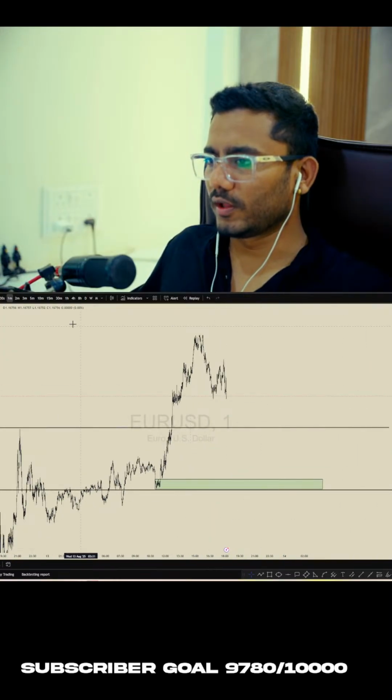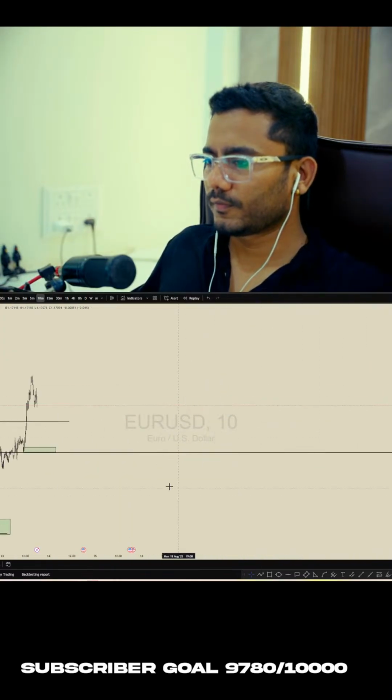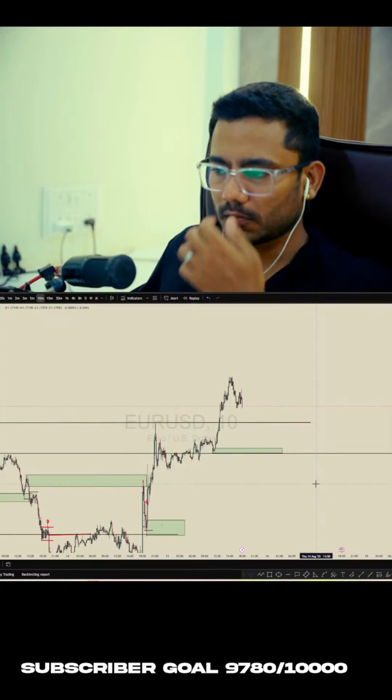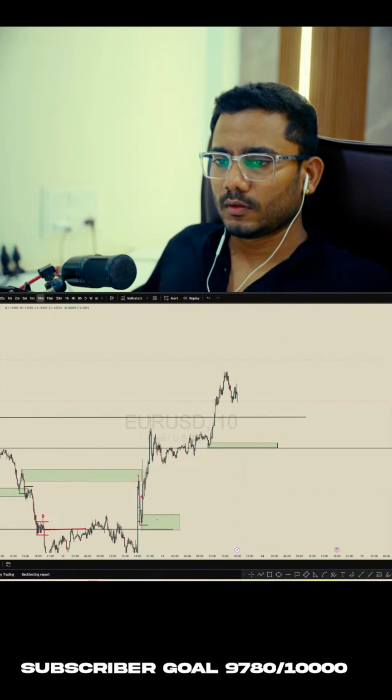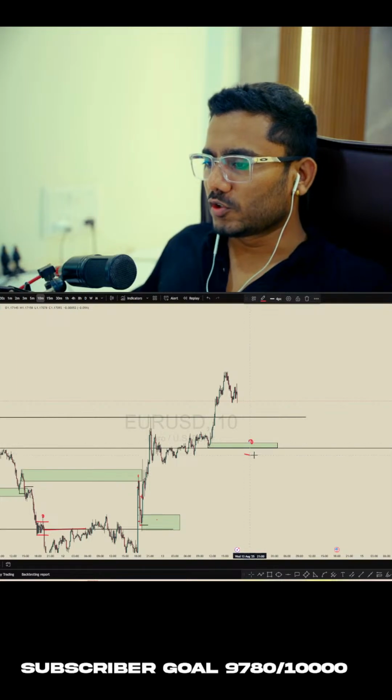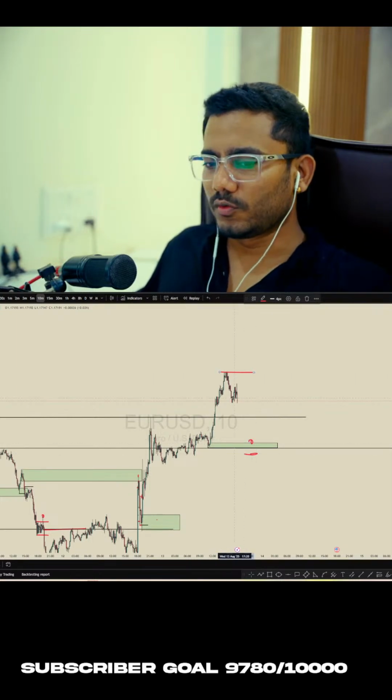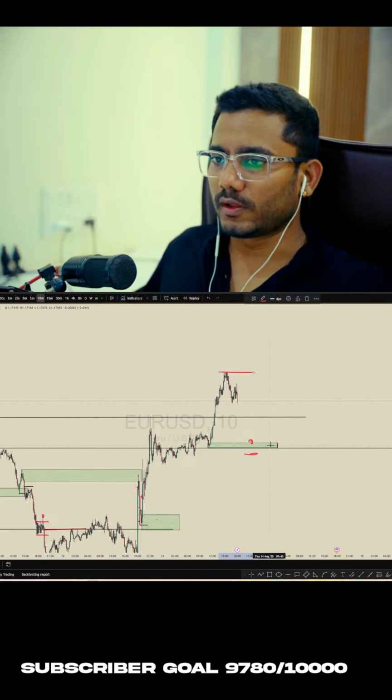Stop loss below this low. Next high will be a target. Entry at this order block. Stop loss below this low. Next high target around 1:5. We can capture more than 1:5.